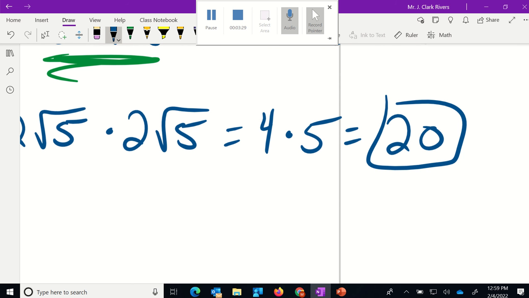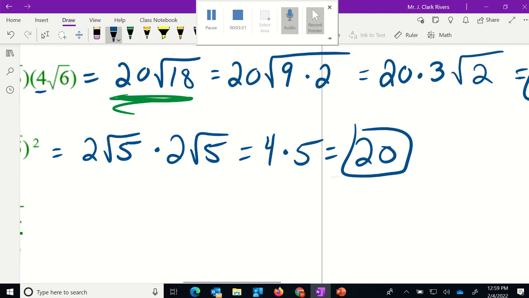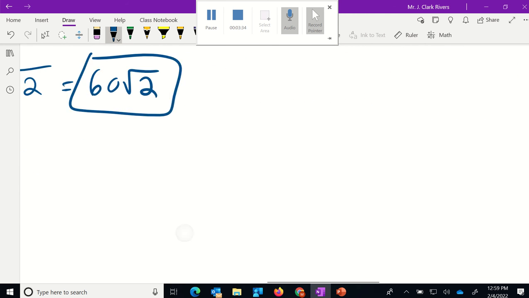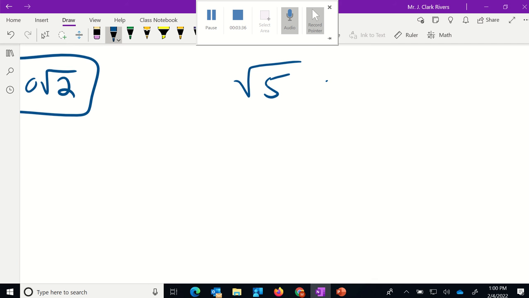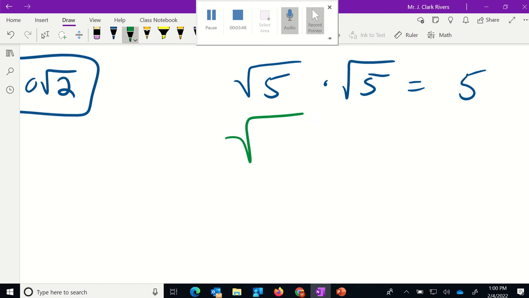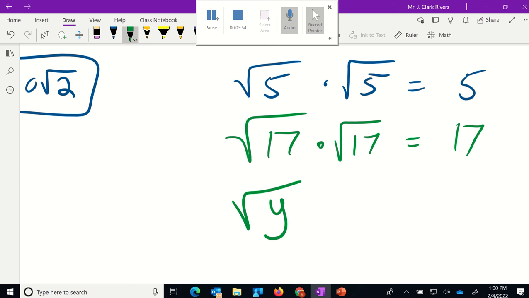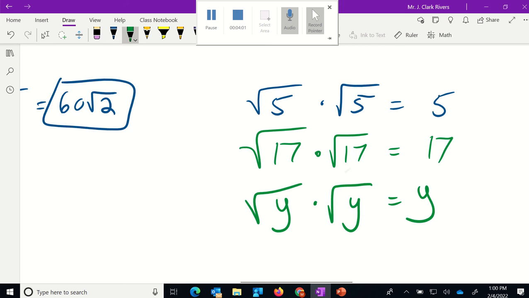Now, you may have written out square root of 25, which is equal to 5. I want you to realize this. Square root of 5 multiplied by itself is just 5. So anytime you have a square root multiplied by itself, the product is going to be just the radicand, which is the number underneath the radical. Or you might say something like this. What's the square root of 17 multiplied by the square root of 17? 17. What about the square root of y multiplied by the square root of y? y.